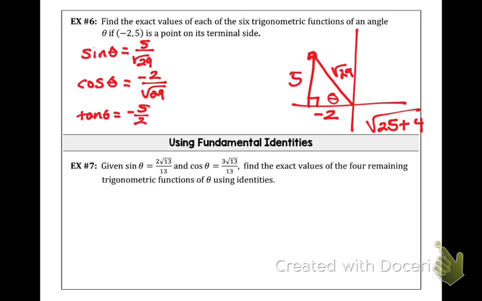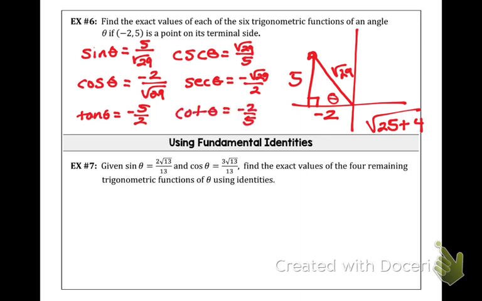And then let's do the reciprocal functions. The reciprocal of sine is the cosecant, which would just be root 29 over 5. Reciprocal of cosine, the secant, would be negative root 29 over 2. And then cotangent of theta would be equal to negative 2/5.